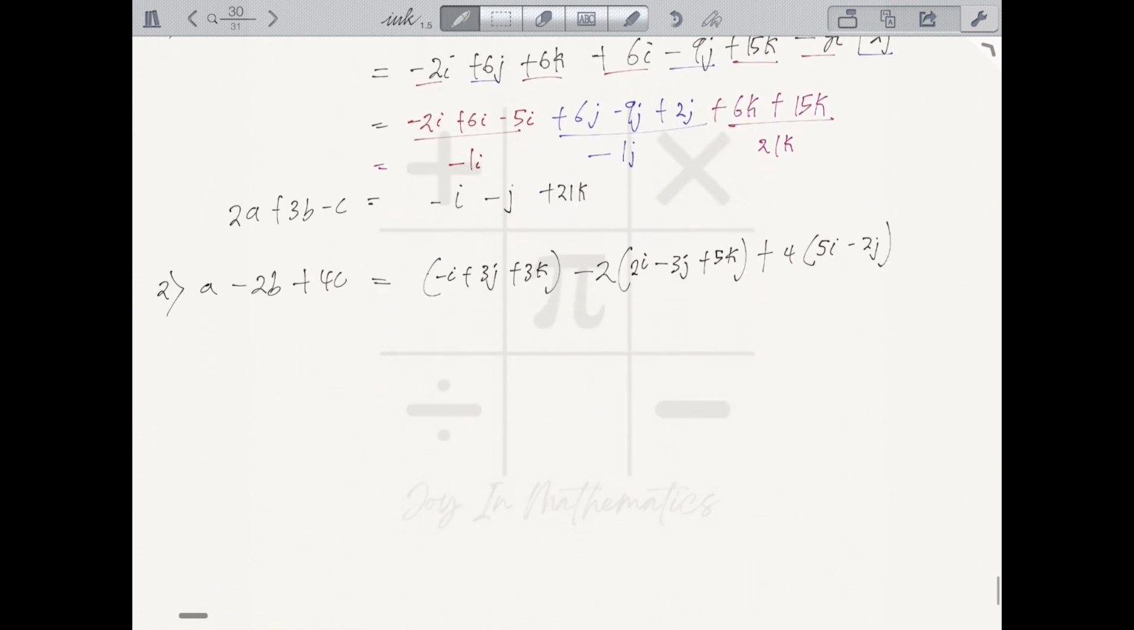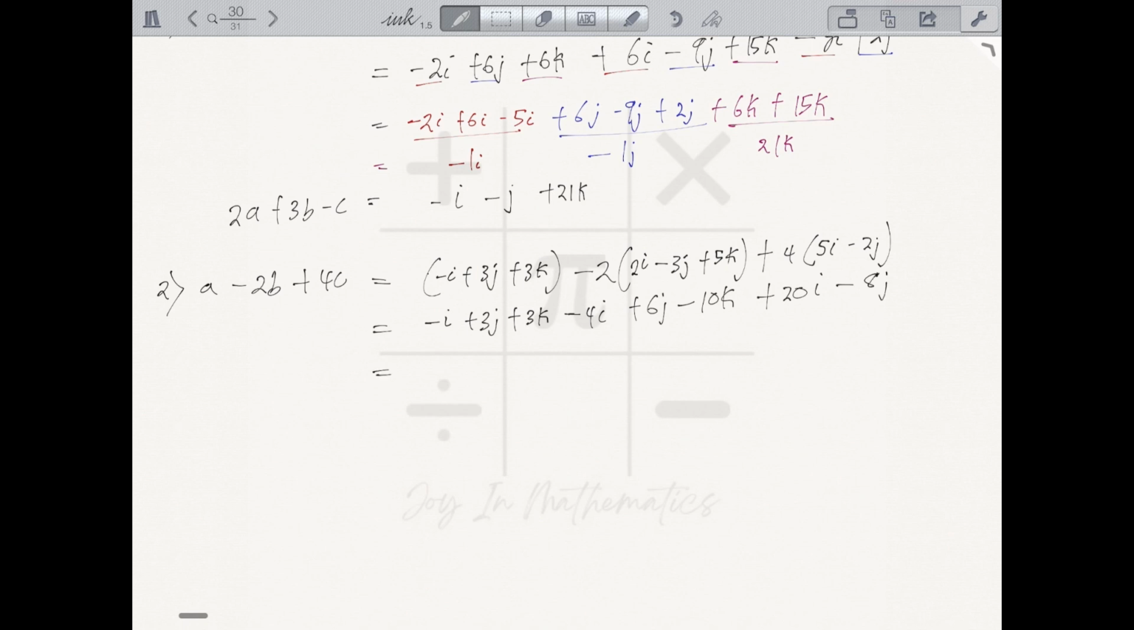So all we have to do again is to open up the brackets with scalar multiplication, and we add and subtract the coefficients respectively. So this will result into minus i plus 3j plus 3k. Let's open the brackets. That's 2i minus 3j plus 5k with minus 2, and this will result into minus 4i plus 6j minus 10k. And let's open this with positive 4, and this will result into 20i minus 8j.